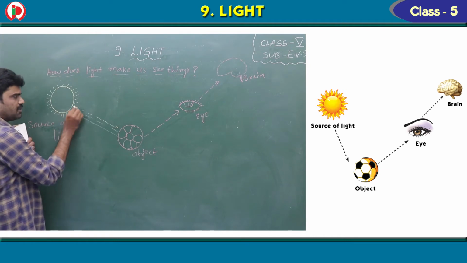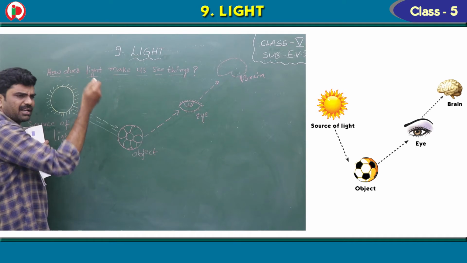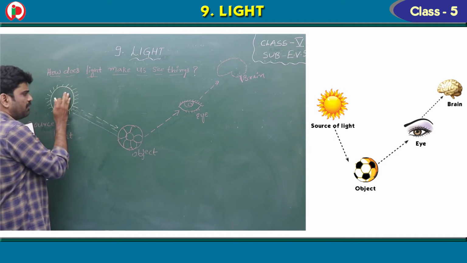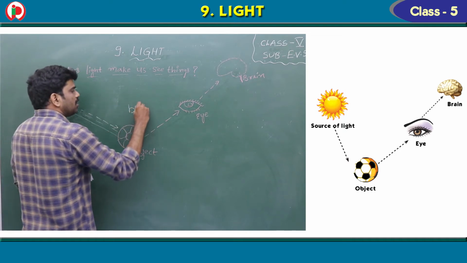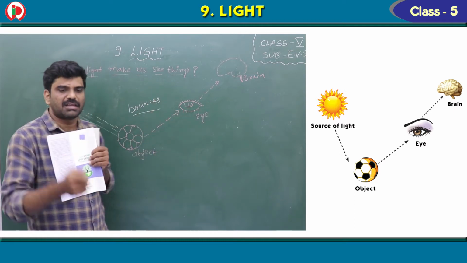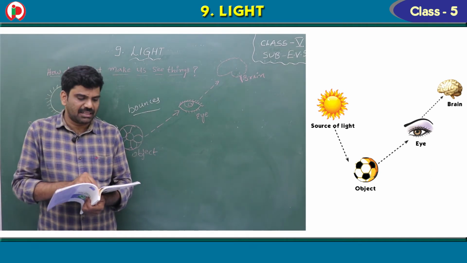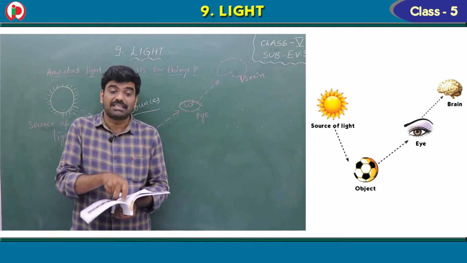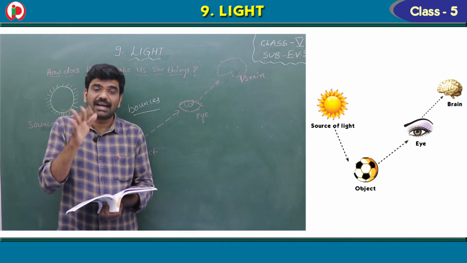Here the sun is there, but you can take any source of light like a torch light, an electric bulb, a tube light, any source of light. When the light falls on the object, it bounces from the surface and falls on the eye. This light enters our eyes, the eye senses it. Yes, our eye is a sense organ. We have 5 sense organs: eyes, nose, ears, tongue and skin.